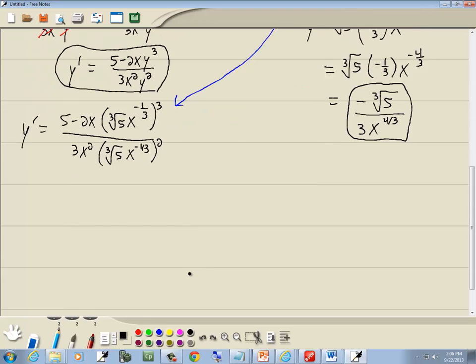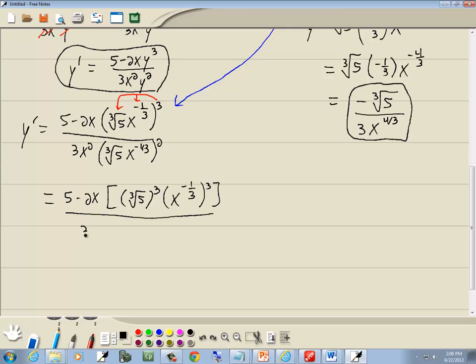To be honest, I'm having trouble seeing how that simplifies myself, but let's see. Now, if everything inside your parentheses is multiplication and division, and you're raising it to a power, you can take everything to that power. So we'll take the cube root of 5 to the third power, and we'll take x to the negative 1/3 to the third power. So we're going to have 5 minus 2x times the cube root of 5 to the third power, and x to the negative 1/3 to the third power.